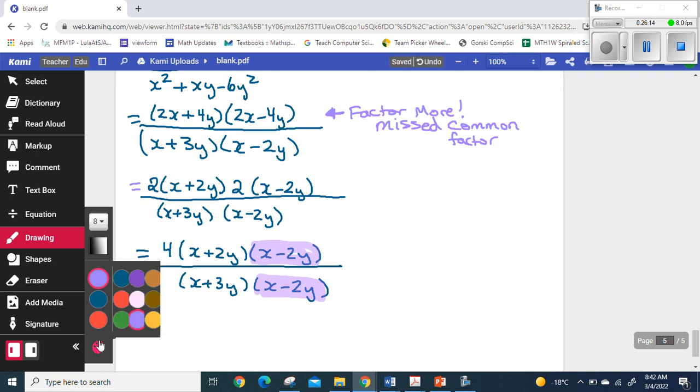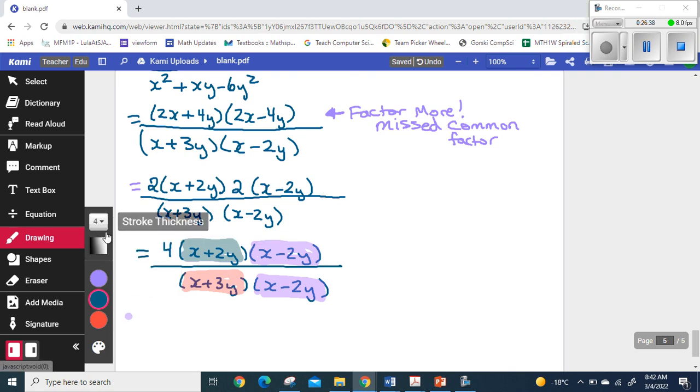I have, where's another color here? I have an x plus 2y, and sure, an x plus 3y. So I can only cancel ones that are the same. And once it's canceled, it's gone. So I can cancel out this one and this one, but nobody else. So I'm left with 4 times the bracket x plus 2y, all divided by x plus 3y.